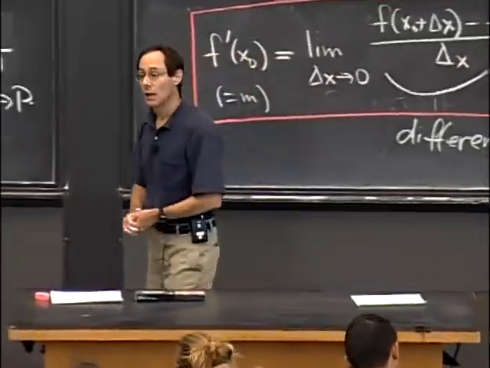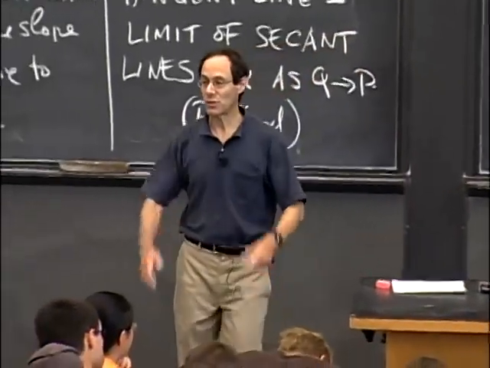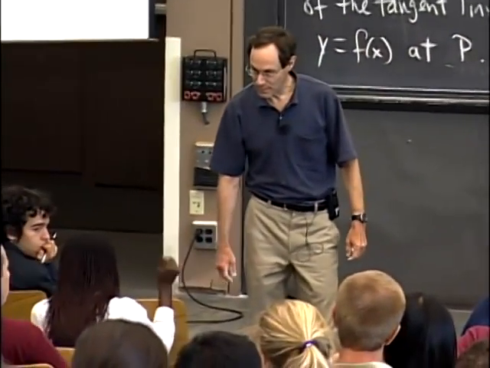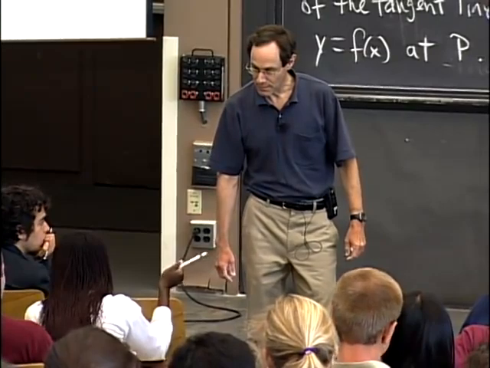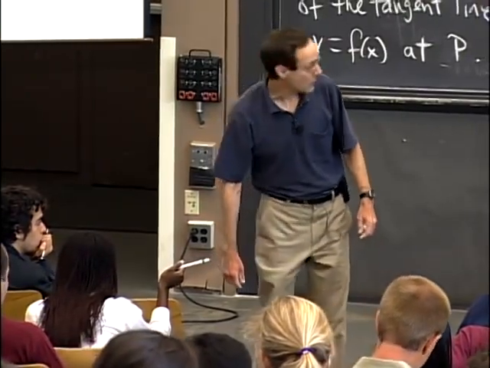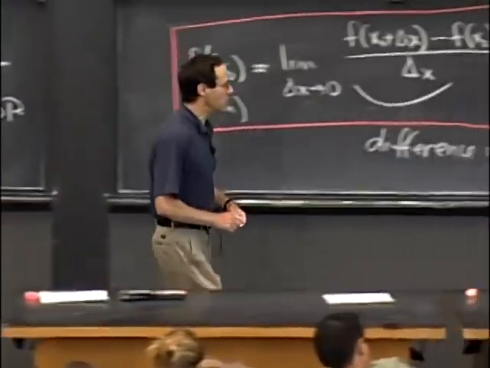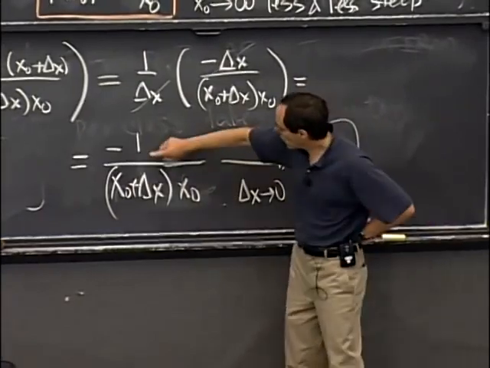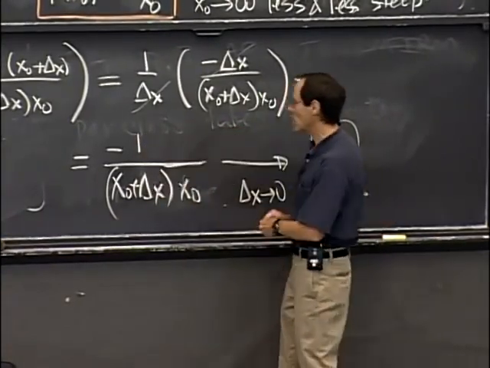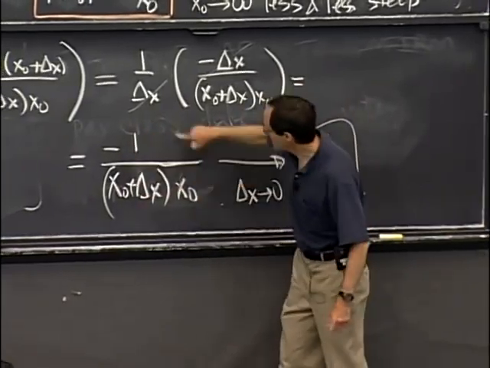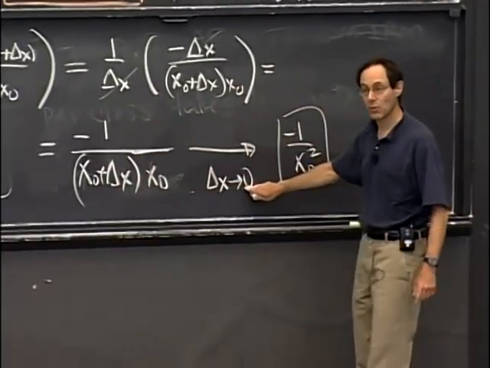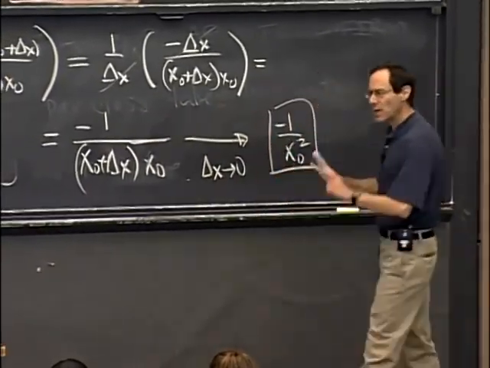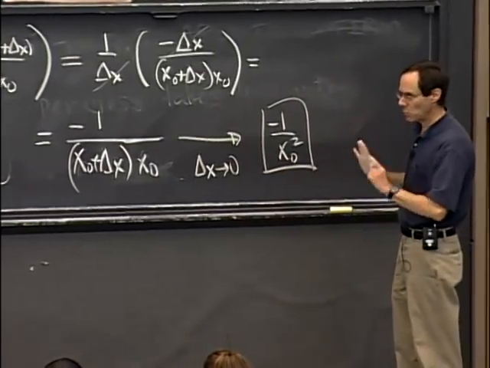All right. So I've managed to fill the boards, so maybe I should stop for a question or two. Yes? So the question is to explain again this limiting process. So the formula here is we have basically two numbers. So in other words, why is it that this expression, when delta x tends to 0, is equal to minus 1 over x0 squared? Let me illustrate it by sticking in a number for x0 to make it more explicit.